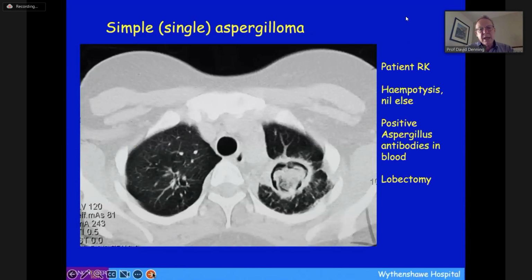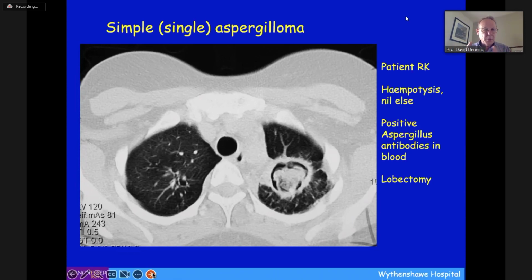So here is an example of a young woman originally from Pakistan who presented with hemoptysis and had a single or simple aspergilloma. She was in her 20s. She was about to get married, and one of the problems with patients who need antifungals is that the azole antifungals can't be given during pregnancy. So it was appropriate in this woman to resect her aspergilloma, and she's done very well since that time.